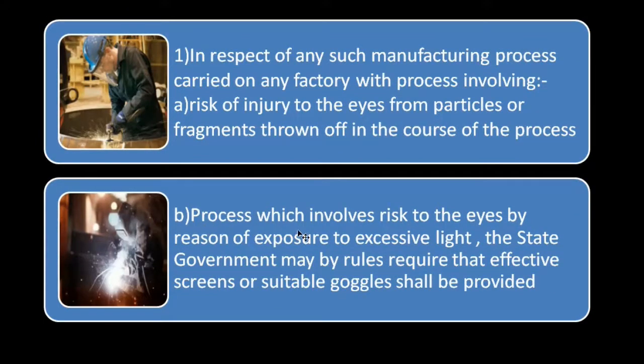Clause B. For a process which involves risk to the eyes by reason of exposure to excessive light, the state government may by rule require that effective screens or suitable goggles shall be provided. Now there are certain processes such as welding, which emits radiation and excessive light which cannot be seen with naked eyes. So a special welding glass shall be used so that the light is filtered and minimum light enters the eye and the eye is protected. So such arrangements shall be made. This power is given to the state government to make rules regarding the same, maybe by providing screens and suitable goggles to the employees.